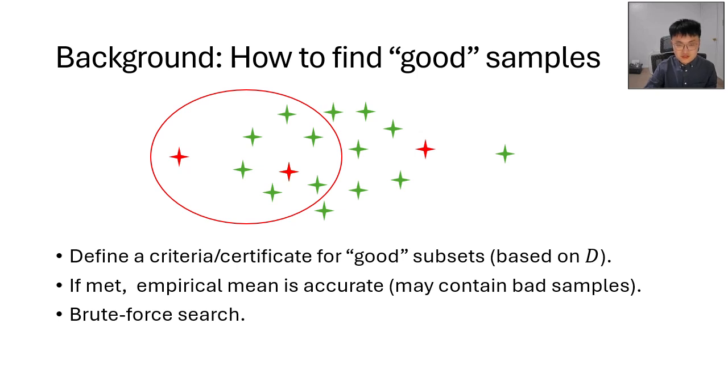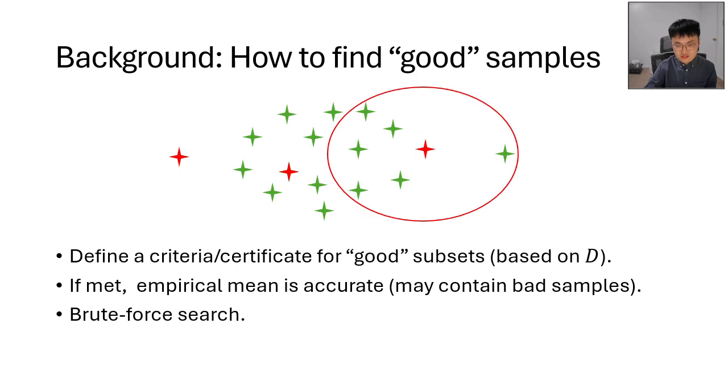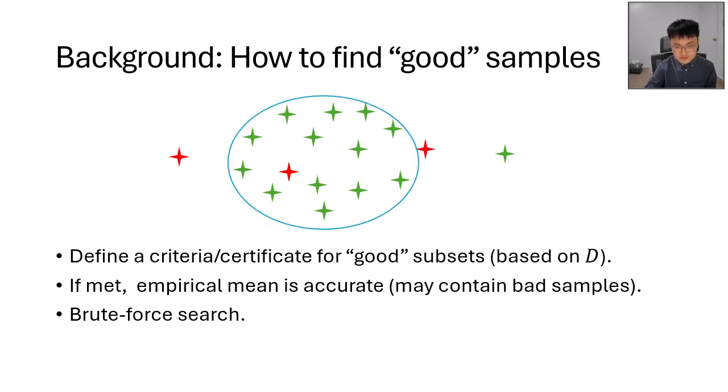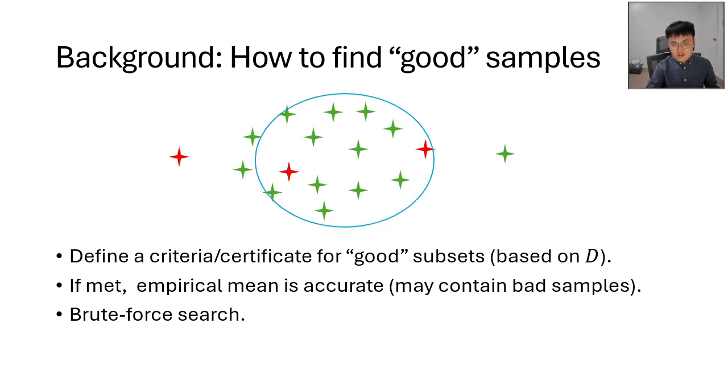So, for example, we may start with taking this set, and maybe we decided that it's not a really good set of samples, so we look for another set. It's also not very good. And then we may end up with a set that satisfies our criteria, and we just output the empirical mean over the set as our estimate. Of course, we may end up with a different set, but as long as it satisfies the criteria, we are happy with it.